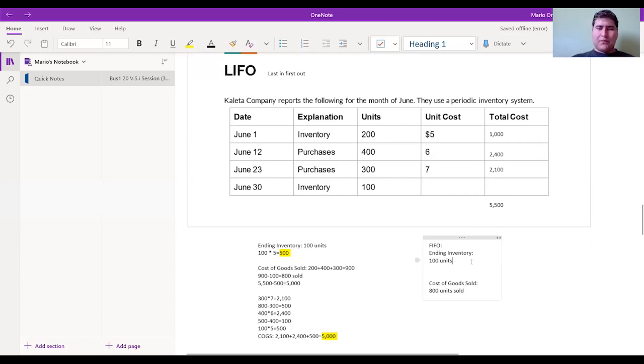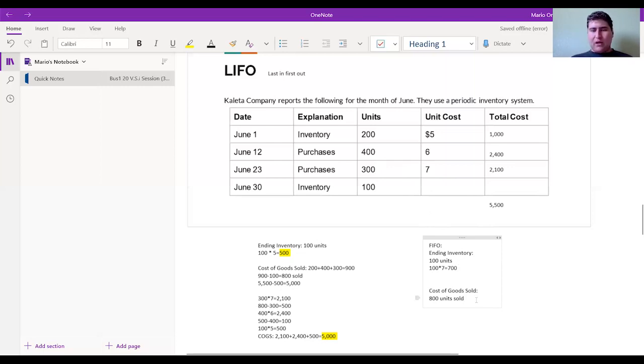So for this 100 units, how are we going to get our ending inventory with FIFO for this given information? 100 units here. And since this is first in, first out, for our ending inventory, we're going to be using the last unit cost. So in this case, we're using the $7 per unit cost. So we have our 100 units times the $7 per unit. We have a $700 ending inventory.